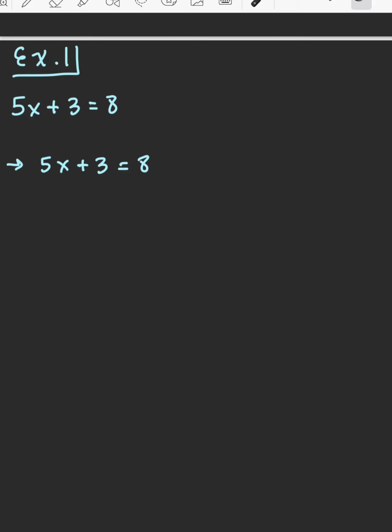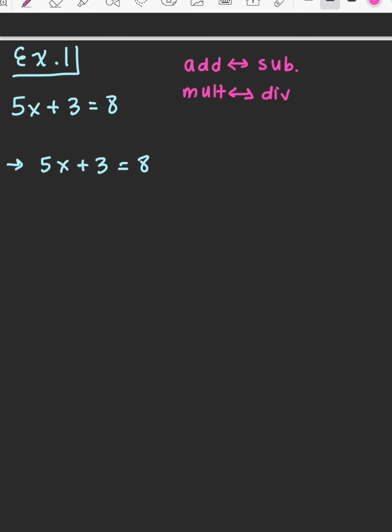Whenever you solve a linear equation, you want to work with the opposite operation, which means that if we have addition, we are going to do subtraction. If we have multiplication, we are going to do division. Likewise, if we are subtracting, we are going to add. If we're dividing, we are going to multiply.